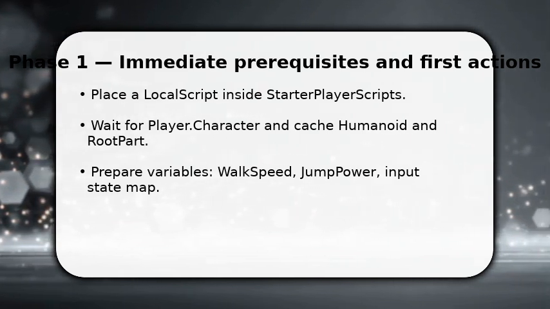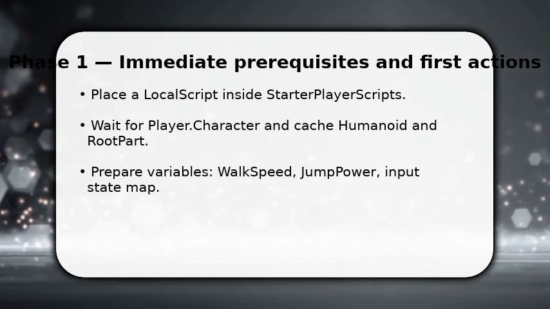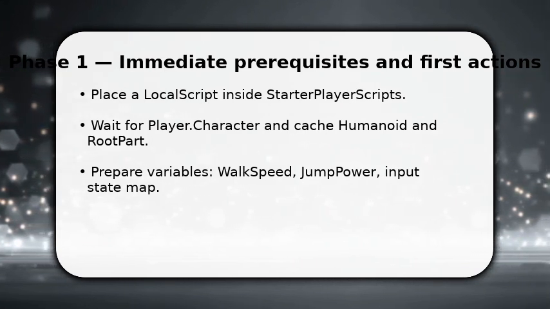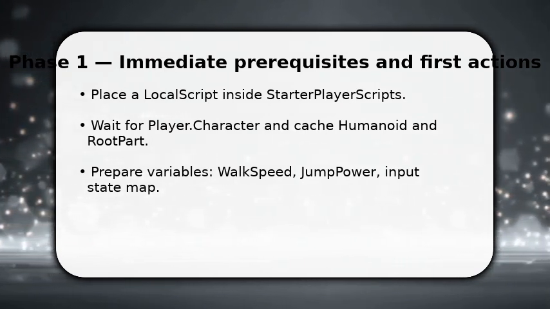Also initialize an input state table so you can track strafe. This is the first actionable step. Make sure to yield until character exists before modifying movement.